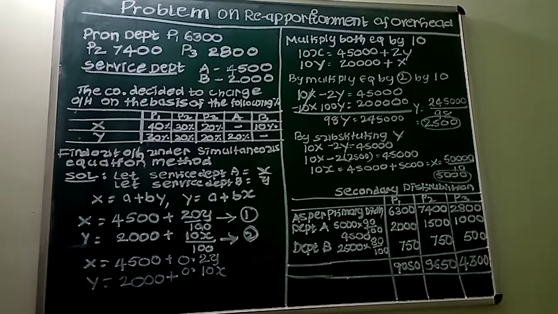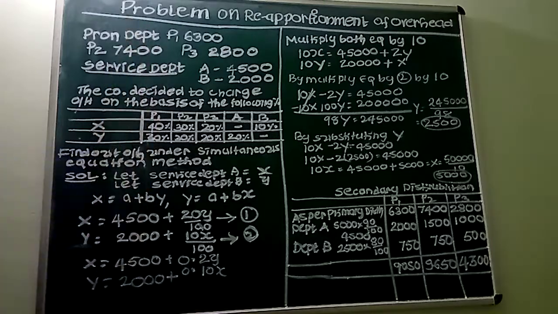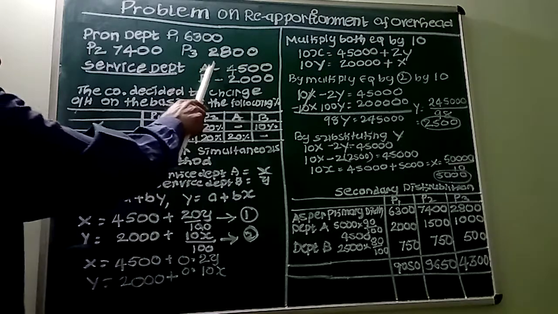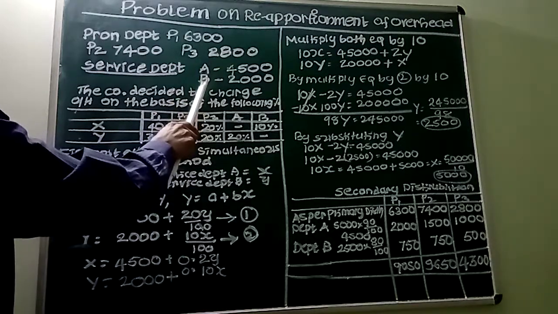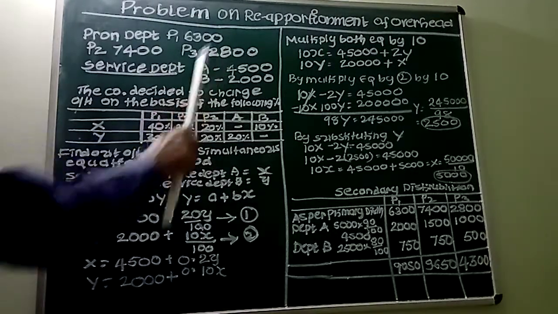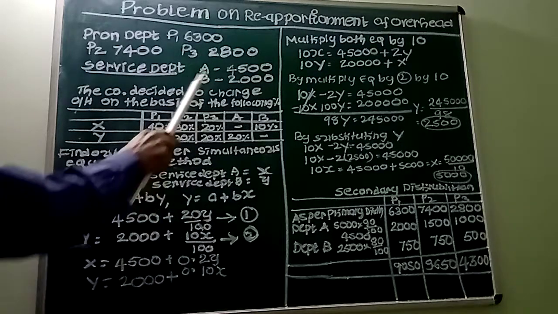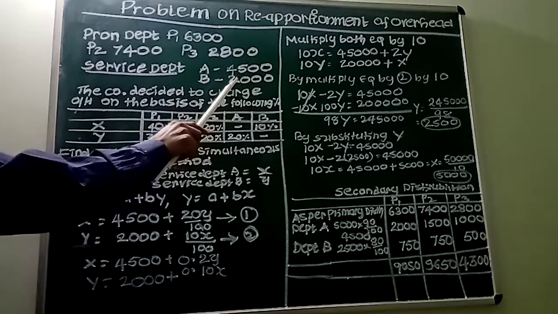See, the total overheads as per primary distribution summary is already calculated and given in this problem. And the service departments' overheads as per primary distribution: there are two service departments, one is A, another one is B. So the service departments' total overheads as per primary distribution is A 4500 and B 2000.